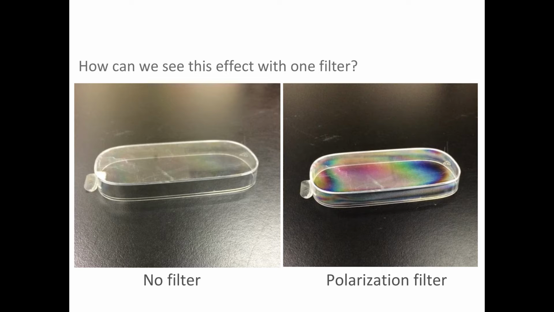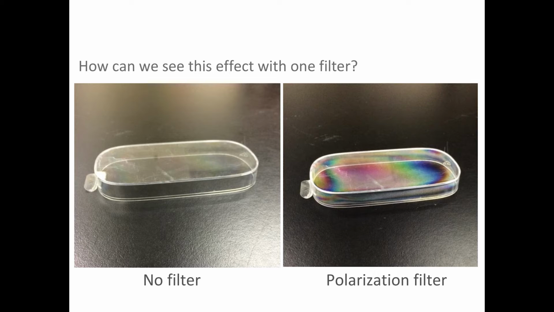So, earlier we talked about always having two polarizers for this, but here we only have one on the camera. How can we see this effect with only one filter? The answer is that I didn't say there always had to be two polarizers. I said your birefringent sample had to be illuminated with polarized light, and in this case the polarized light is coming from the table.